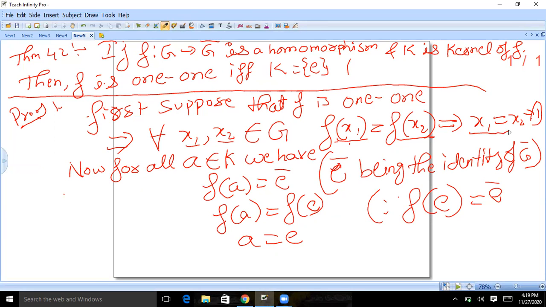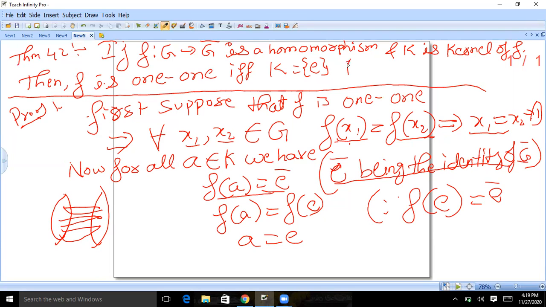Now for all a belongs to K, so already the mapping is onto. If we say it is onto mapping, then a belongs to K, we shall show that f of a is equal to E bar. f of a is equal to E bar, where E bar is the identity of G bar.